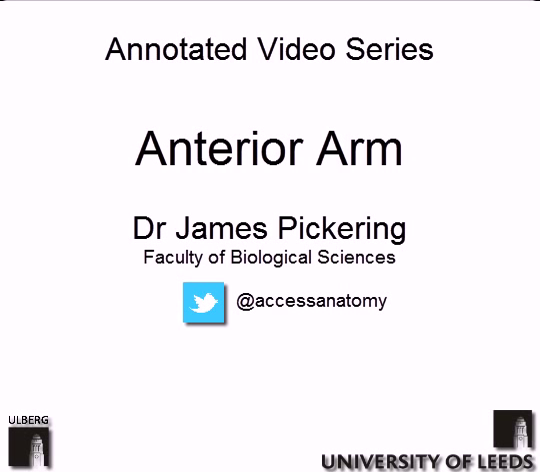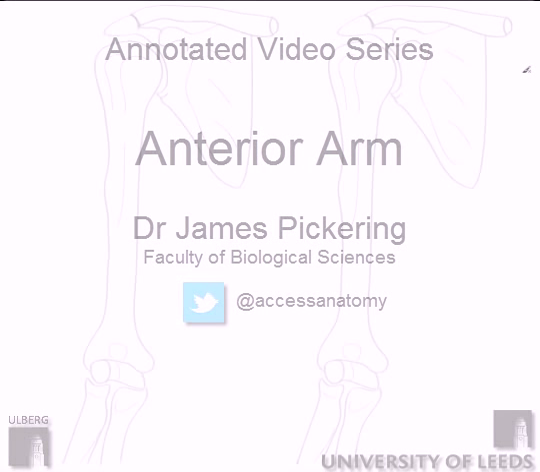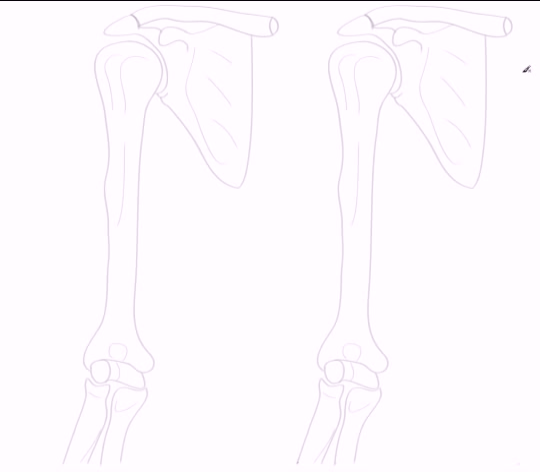Welcome to this annotated anatomy video that's going to outline the muscles of the anterior aspect of the arm. So on the screen at the moment we have two drawings. They're the same drawings that show the bones that make up the upper limb, or at least part of the upper limb.